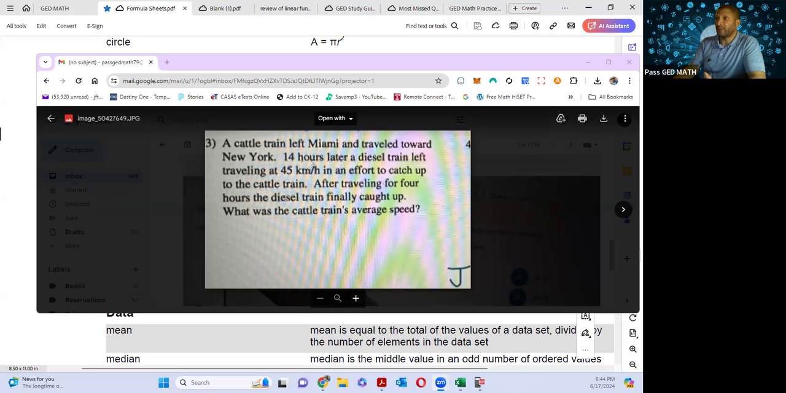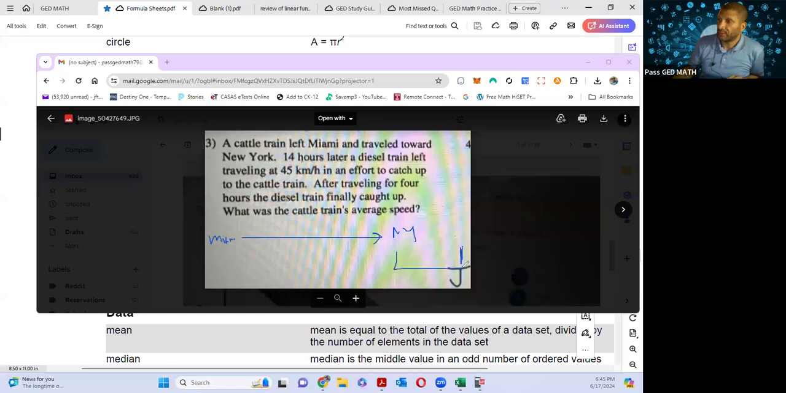A cattle train left Miami and traveled toward New York. So, Miami, New York, 14 hours. Oh, it didn't even say that. My fault, I'm sorry. It says 14 hours later, a diesel train left, traveling at 40 in an effort to catch up to the cattle train. After traveling for 4 hours, the diesel train finally caught up. Let me get my pencil.